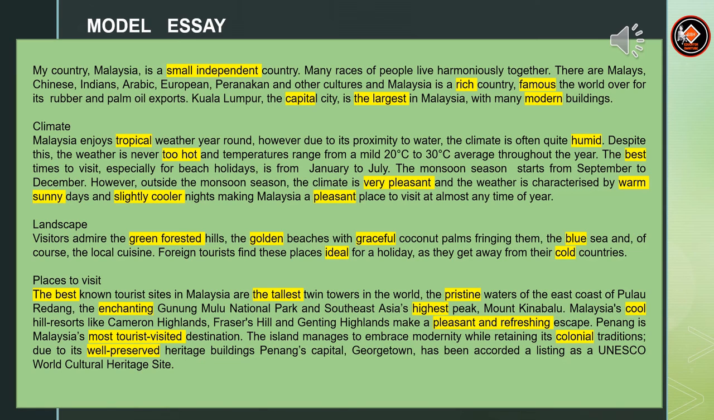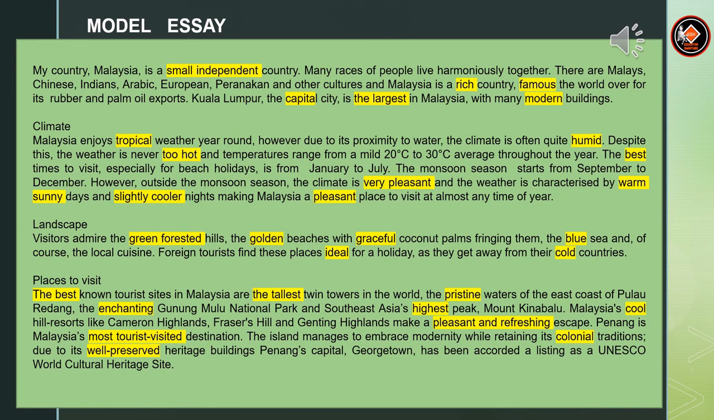Places to visit. The best-known tourist sites in Malaysia are the tallest twin towers in the world, the pristine waters of the east coast of Pulau Redang, the enchanting Gunung Mulu National Park and Southeast Asia's highest peak, Mount Kinabalu. Malaysia's cool hill resorts like Cameron Highlands, Fraser's Hill and Genting Highlands make a pleasant and refreshing escape.